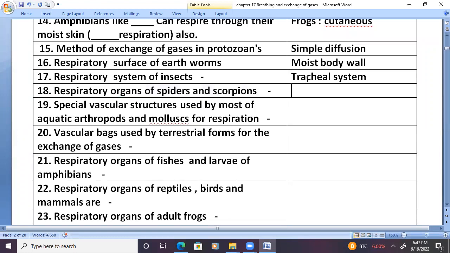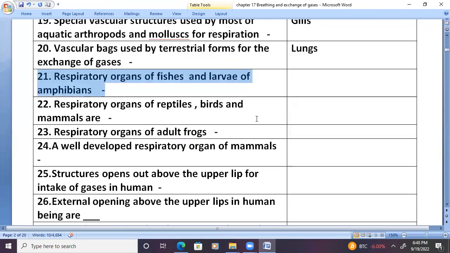Respiratory organs of spiders and scorpions: the spiders and scorpions have book lungs. Special vascular structures used by most aquatic arthropods and mollusks for respiration we call gills. Vascular bags used by terrestrial forms for the exchange of gases are lungs. Respiratory organs of fishes and larvae of amphibians are gills. Respiratory organs of reptiles, birds and mammals are lungs.